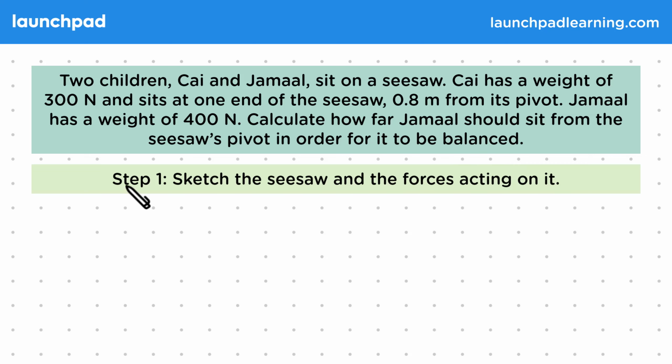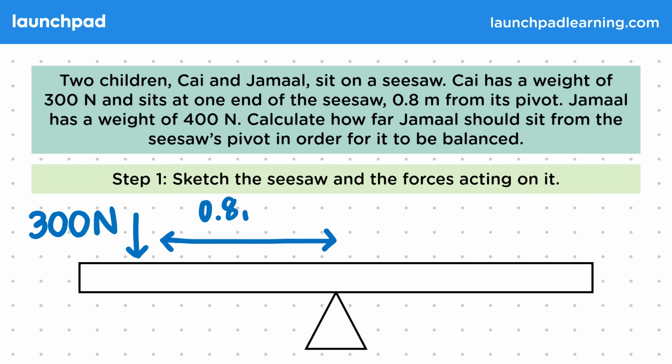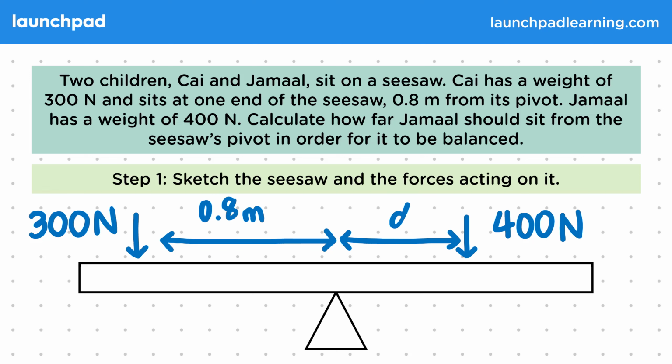So for step 1, let's sketch the seesaw and the forces acting on it. On one end there's a force of 300 newtons, and that's applied at a distance of 0.8 meters from the pivot. At the other end there's a force of 400 newtons, and we want to calculate the distance from the centre in order for that to be balanced.